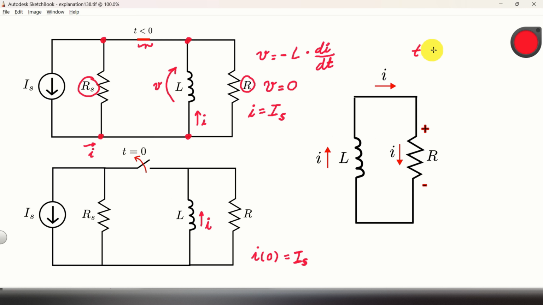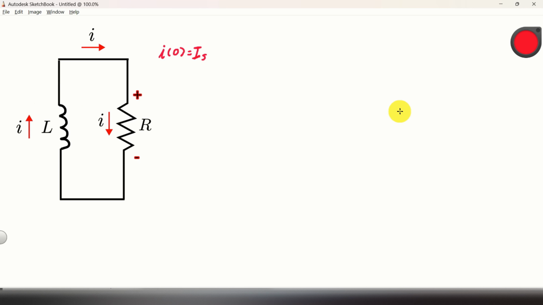For time greater than or equal to 0, the circuit looks like this. This part is disconnected and we just have the inductor and the resistor, and the current direction is like this. This is a starting point for computing the time domain response of this circuit. The next step is to define a differential equation describing the dynamics of this circuit.